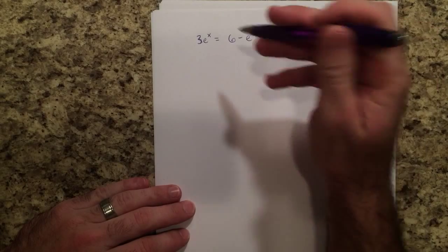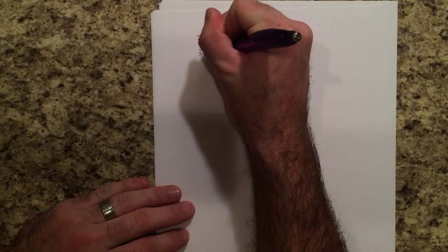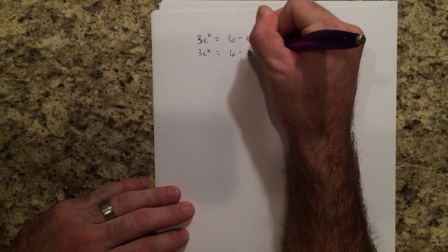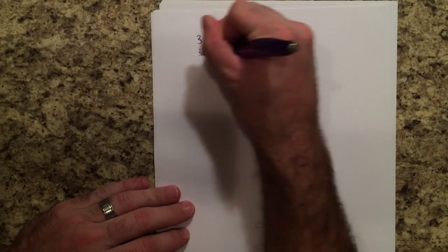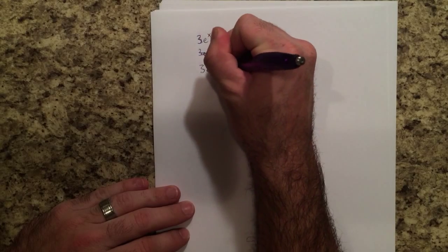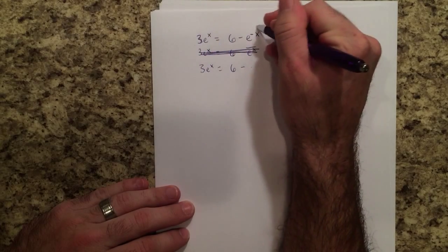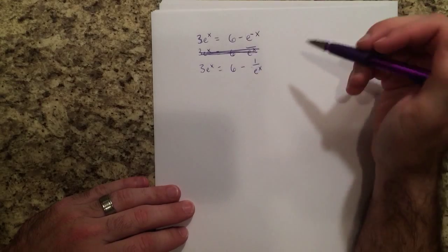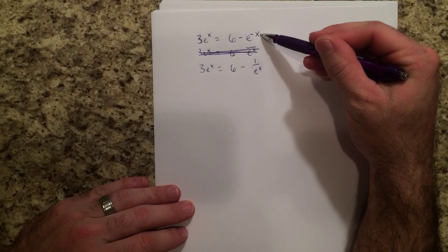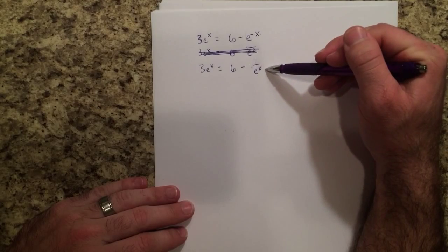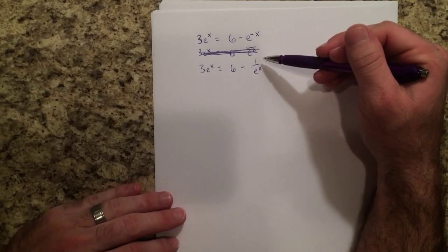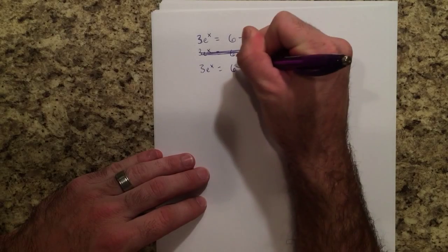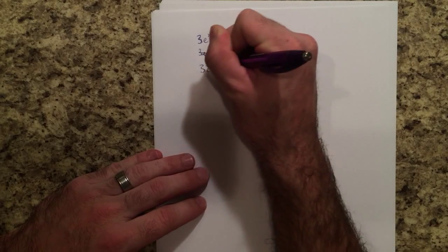I want to start by rewriting e to the negative x as 1 over e to the x. So to make that a positive exponent, I put it 1 over e to the x. And now I don't like dealing with fractions, so I'm going to multiply everything by e to the x to cancel out my fraction over here.